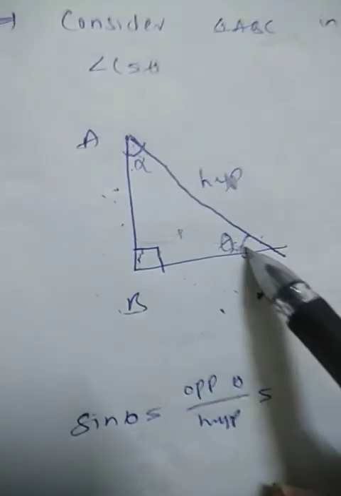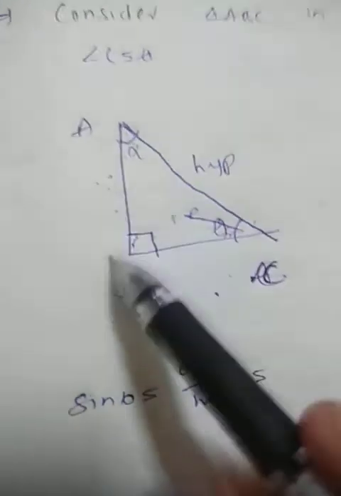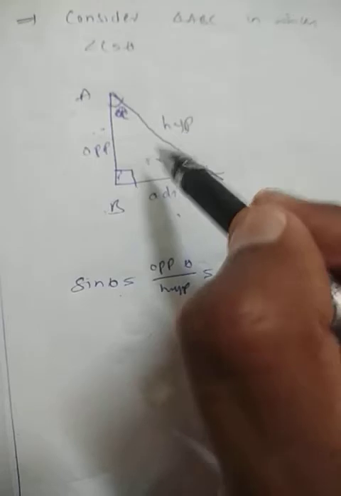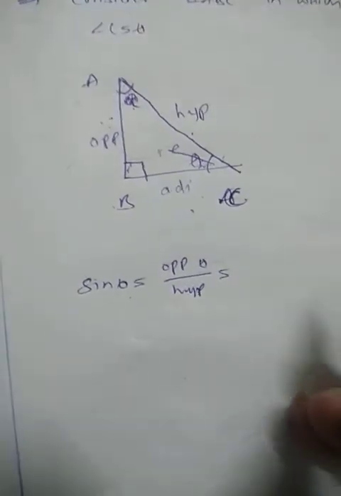So in general we are going to use these short notations. You know already, sine theta is equal to the side opposite to theta by hypotenuse. What is the side opposite to theta here? This is theta, so this is the side opposite to theta and this is adjacent to theta. There is no requirement of alpha here. The hypotenuse is always fixed, wherever the angle you take. So opposite to theta is AB, and the hypotenuse is AC.